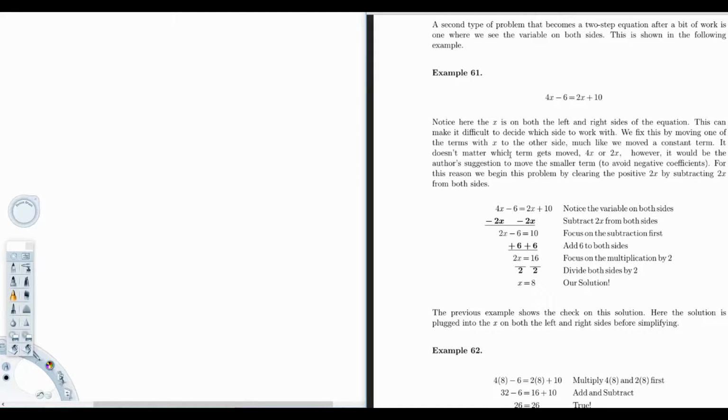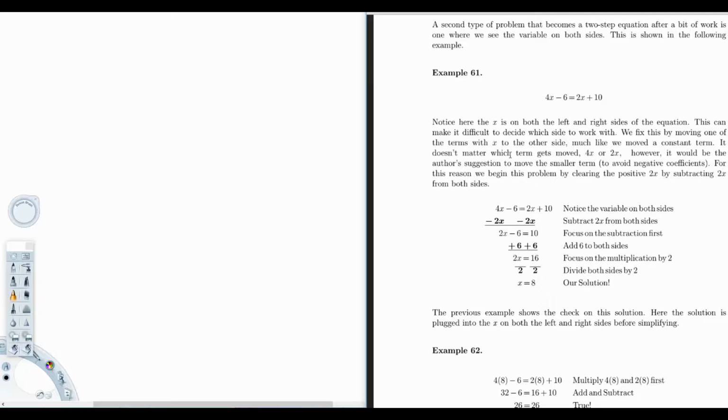Example 61. 4x minus 6 equals 2x plus 10. Notice here that the x is on both the left and the right sides of the equation. This can make it difficult to decide which side to work with. We fix this by moving one of the terms with x to the other side, much like we moved a constant term. A constant term just means a number, something we know.